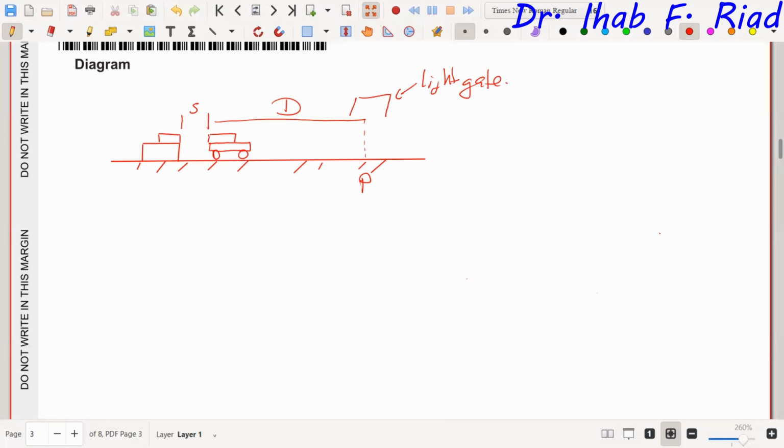Okay. Now tell me, Dean, we are going to change S, right? Right. Okay. So each time we change S and we measure V, right? Yes, we do. Okay. What about D? Does D change or do we keep it fixed? It changes.